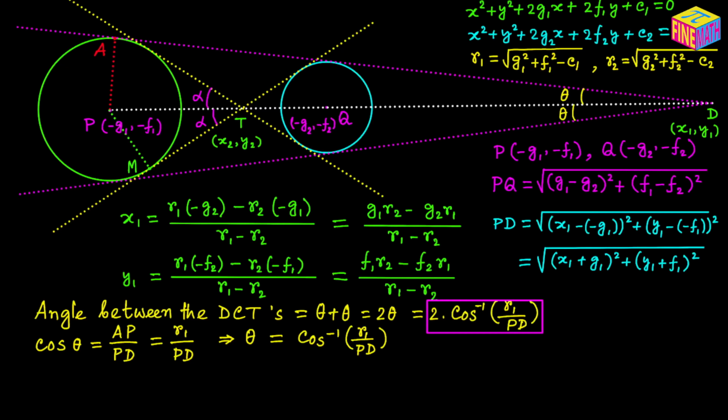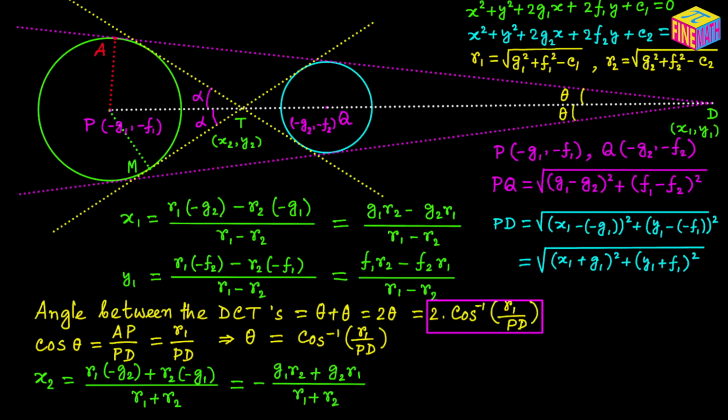Next, we are going to try and find out the angle between the transverse common tangents. Let's assume that angle is 2 times alpha, and before we can calculate that, we need to calculate the coordinates of the point T. So let's quickly calculate the coordinates of the point T using the section formula. x sub 2 will be equal to negative of g sub 1 r sub 2 plus g sub 2 r sub 1 over r sub 1 plus r sub 2.